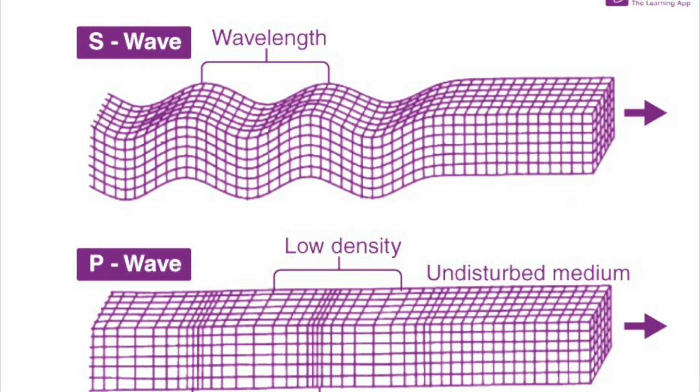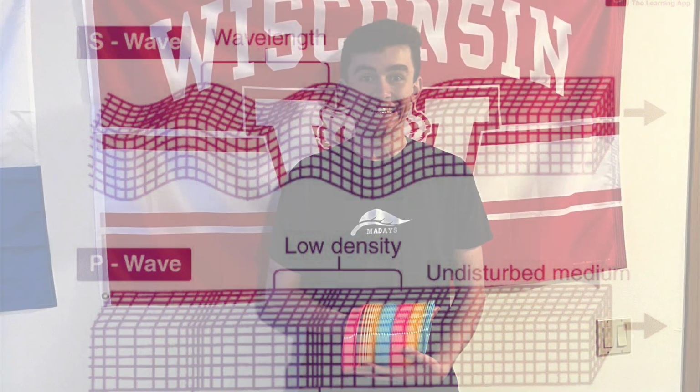These have the ability to go through both liquids and solids. On the other hand, shear waves, otherwise known as S waves, do not have this ability. They can only travel through solids. They are slower than P waves and will always arrive second. To demonstrate the difference between these two waves, I will be using this Slinky that I have in my hands.